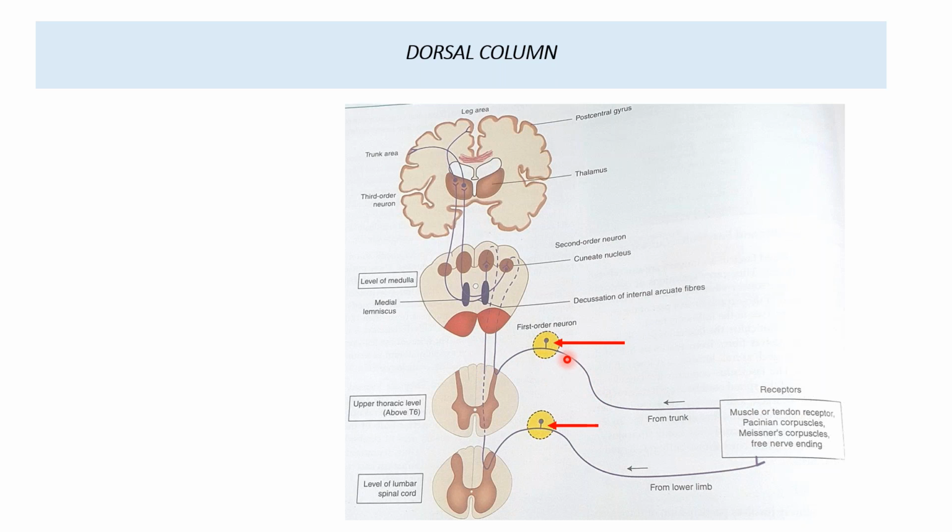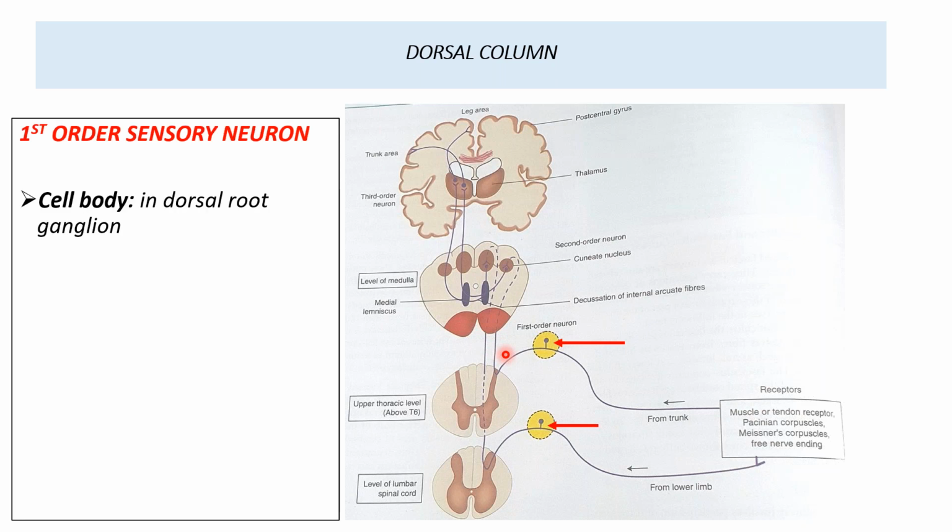The higher the segment, suppose from the trunk, upper limb and the head and neck, the central process fibers are going to take up more lateral positions. This is the somatotopic representation of these fibers. So the lower fibers, the sacral fibers, will be more medially present, and the higher fibers like cervical and thoracic will be more laterally present.